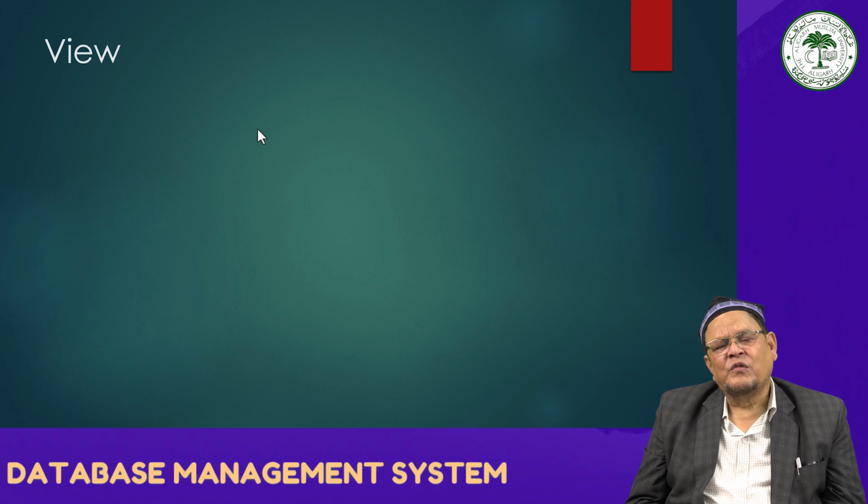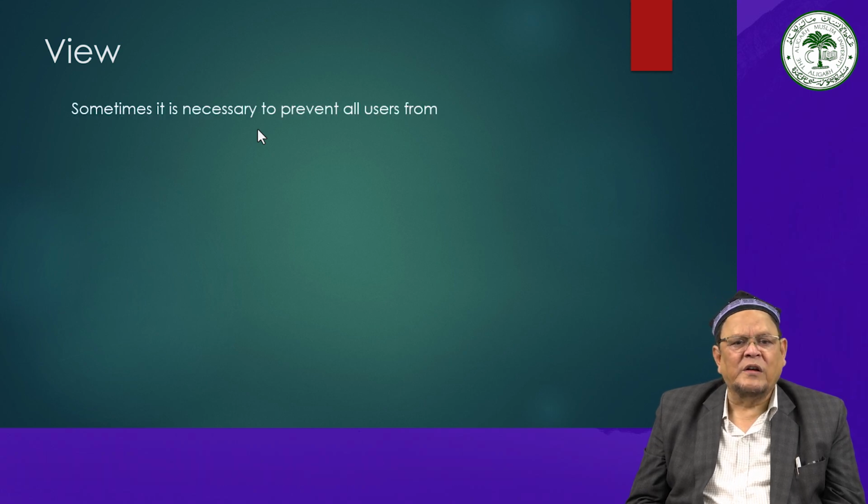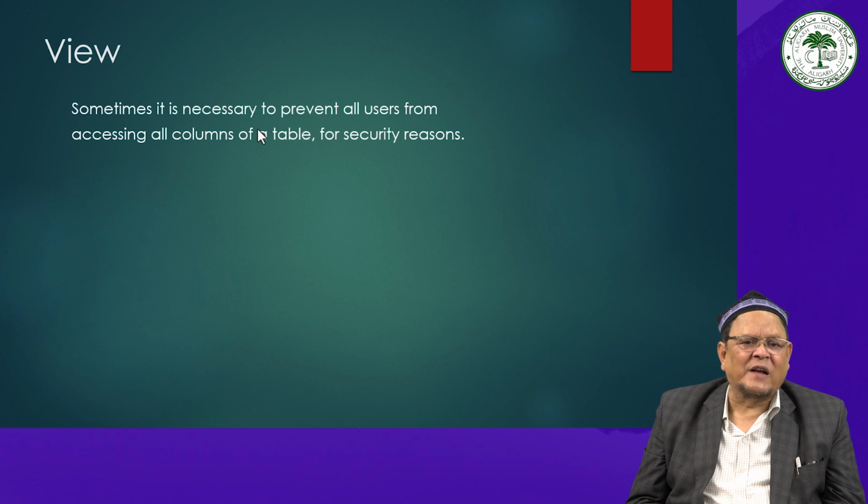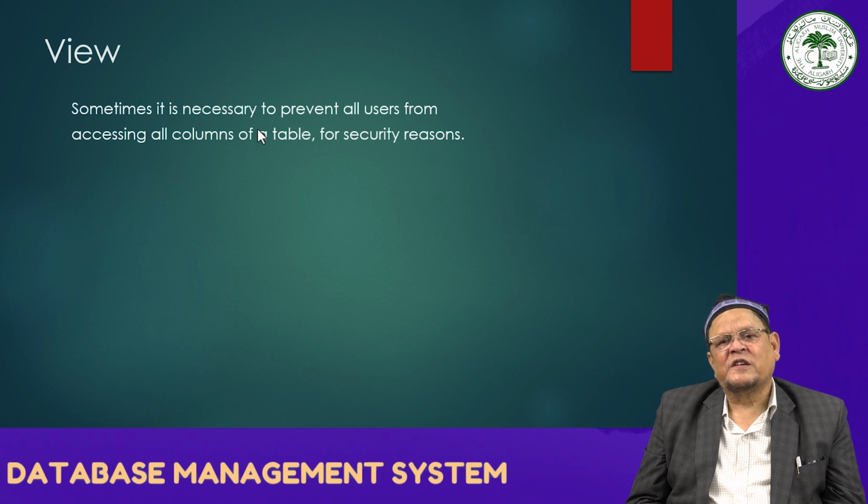Then the next topic is view. View is also very important. Sometimes it is necessary to prevent all users from seeing the table attributes. It is necessary to prevent users from accessing all the columns of a table for security reasons, because you have to save the sensitive data from unauthorized persons. So view is very important.